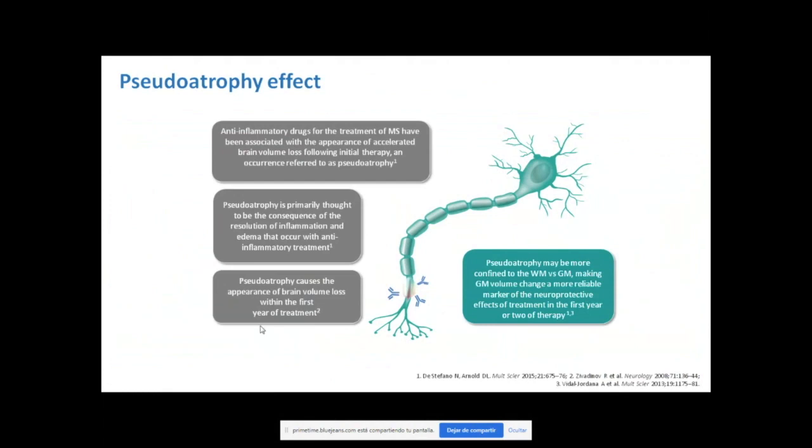We also know that this effect is more confined to the white matter and not to the gray matter. And this makes gray matter volume change a more reliable marker of the neuroprotective effect of a treatment. Measuring the gray matter is a little bit more difficult in comparison to measures of global brain volume, but it is more clinically relevant, as will be discussed in the next presentation, and it is also less sensitive to this pseudoatrophy.